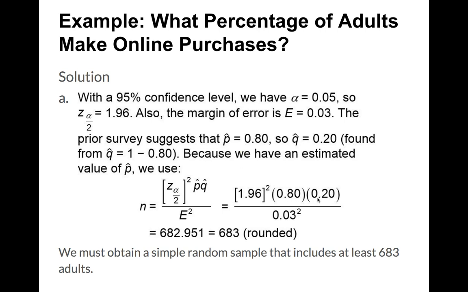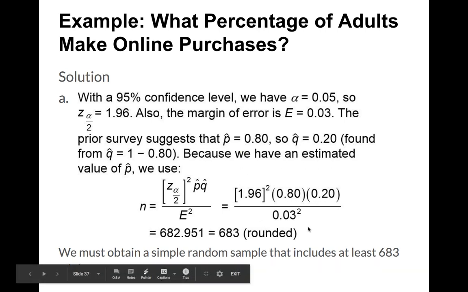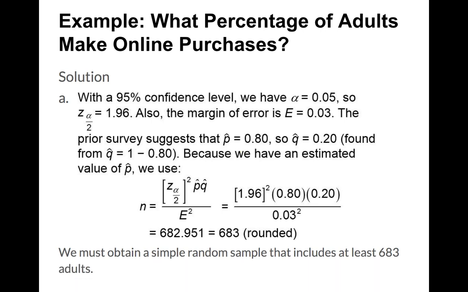Okay, so we substitute those in, carefully do those calculations, and that comes out to be 682.951. Because we have any decimal at all, we always round up, so we get 683. So that means to be 95% confident that we are within 3 percentage points of the population proportion in this situation, we would only have to sample 683 people.